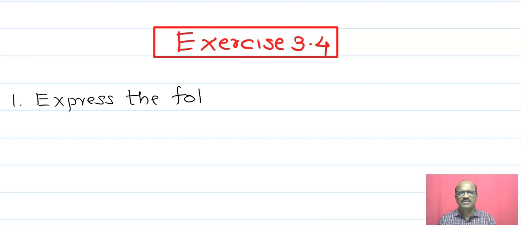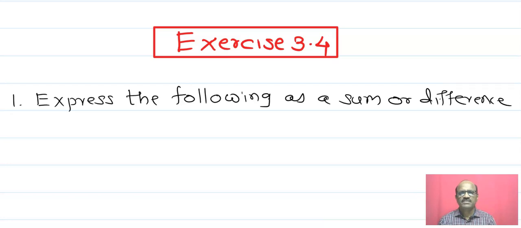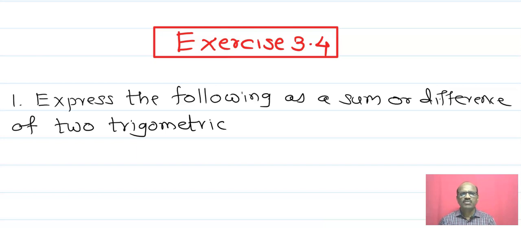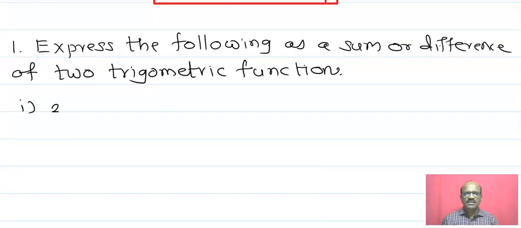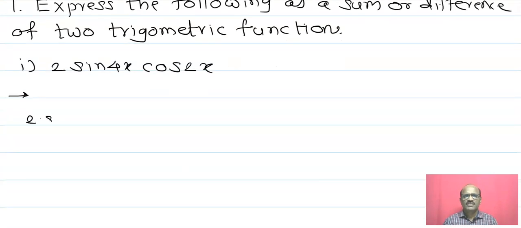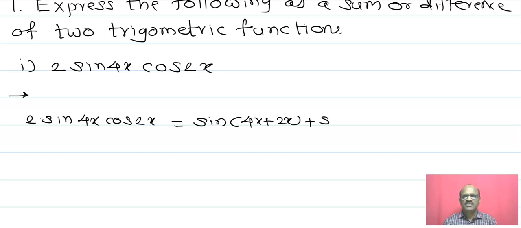Express the following as a sum or difference of 2 trigonometric functions. Now see this first: 2 sin 4x into cos 2x is equal to... Therefore, this is the formula for 2 sin A into cos B, that is equal to sin of (A plus B) plus sin of (A minus B). This is the formula.